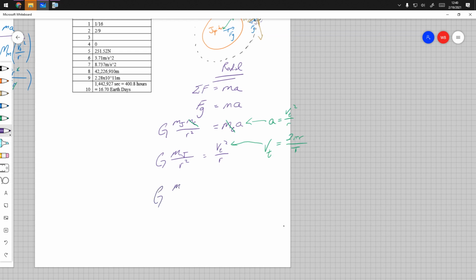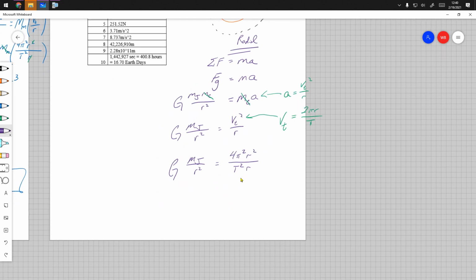Got big G, mass of Jupiter over the radius squared is equal to, now square everything, take that 2 pi r over t and you got to square that whole thing. So you get 4 pi squared, don't forget about squaring that pi, that's an easy one to forget, r squared divided by t squared, and then r's in the denominator still. Notice I kind of skipped a step there. This whole thing is in the numerator, but that's the same thing as just shifting that t squared down to the denominator there. Just doing rules of fractions there.